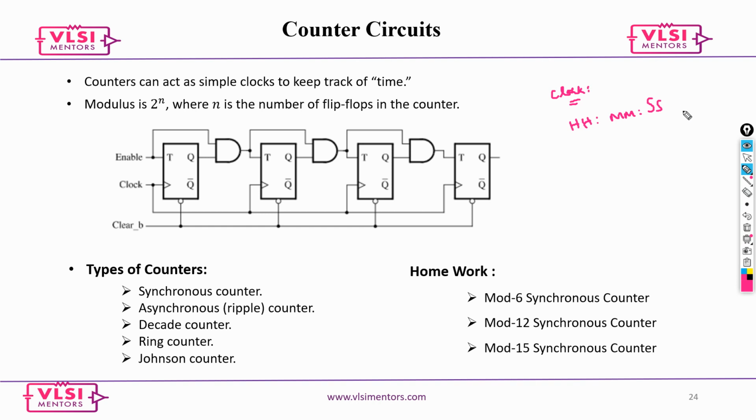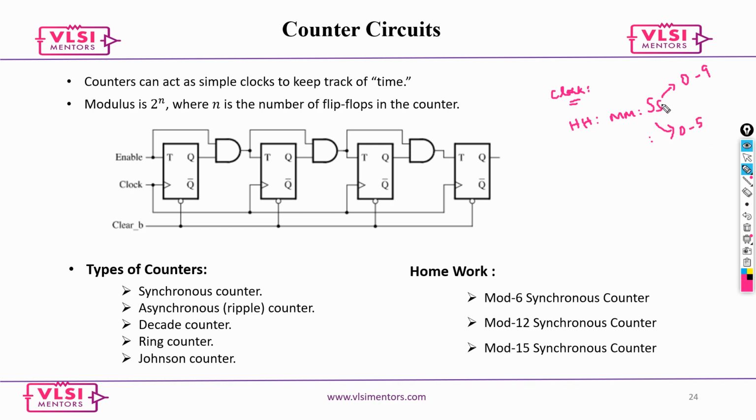So can you design a wall clock using these counters? We can, right? It's simple. What would be the range of this SS? The first SS would be 0 to 59. This digit is going to be 0 to 9, and this one is going to be 0 to 5.